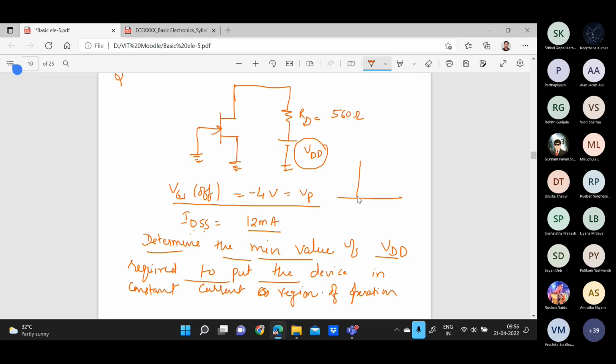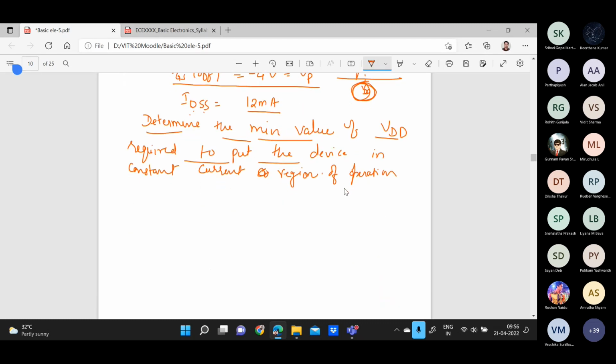If you remember your characteristic, it looks like this. This is the constant current region, right? And they are asking the minimum value of VDD so that it can go in the saturation region, where the current is constant, right? So as you remember, the minimum value of VDS in the case of constant current will be equal to VP, the pinch off voltage. Then only you will get it, and its value is 4 volt, right?